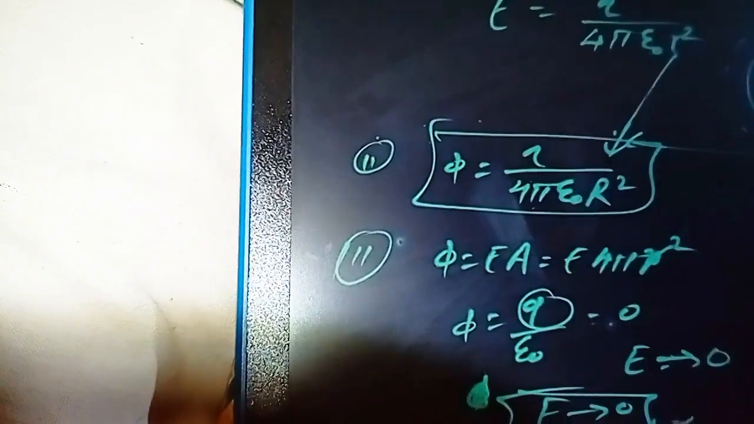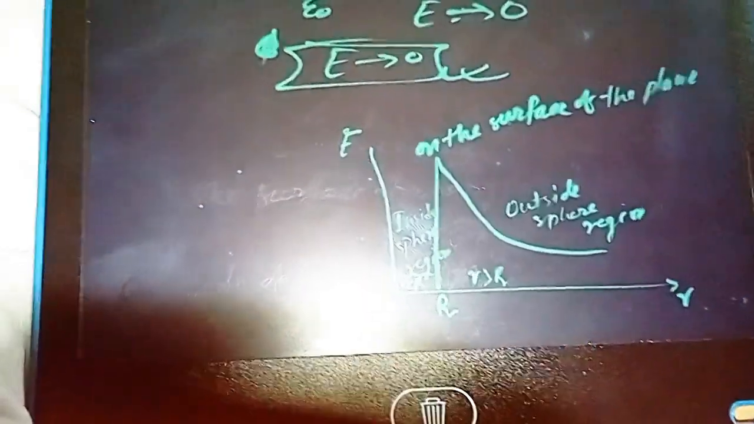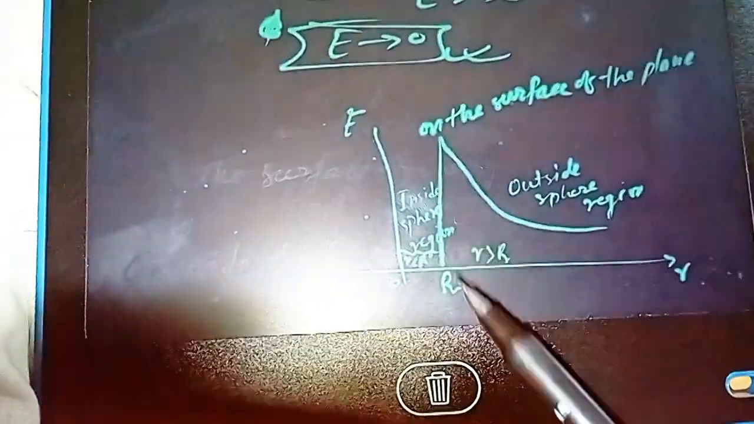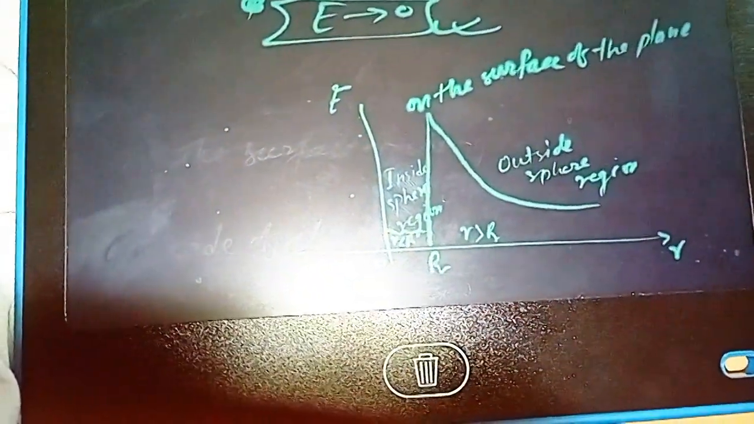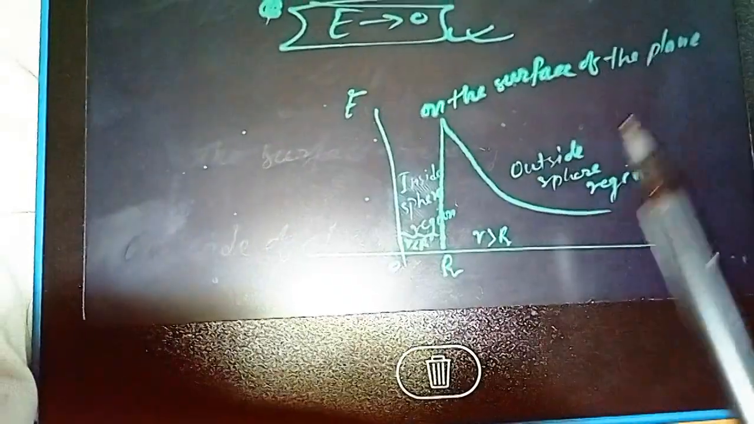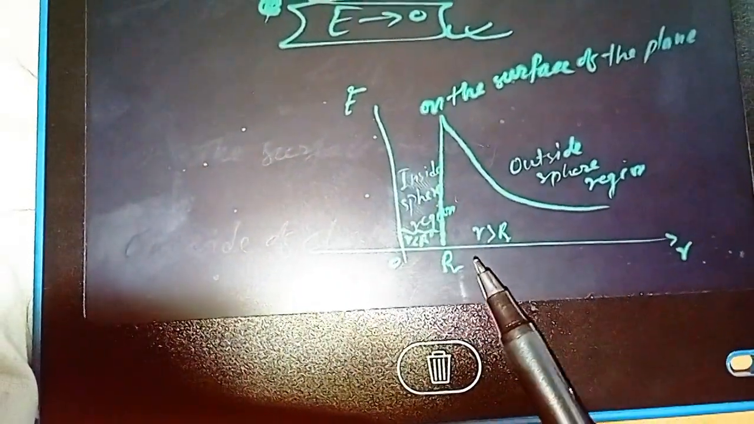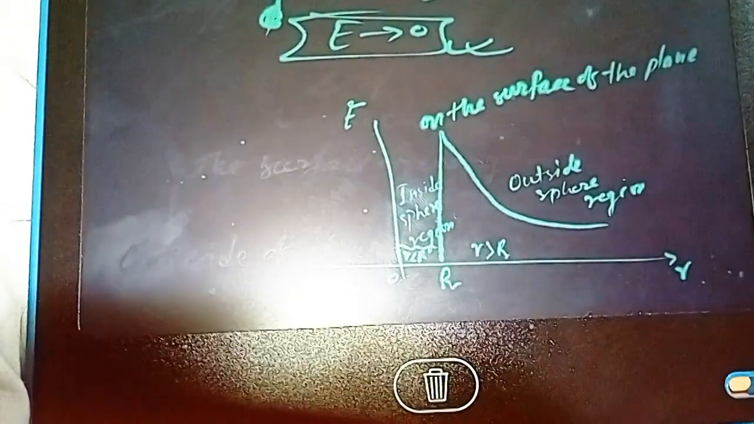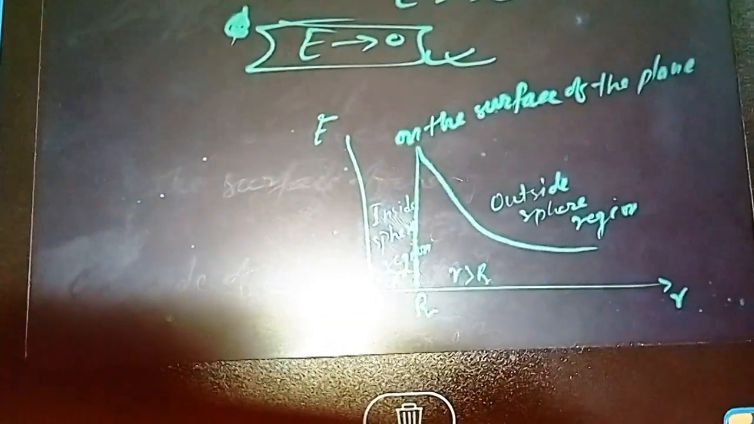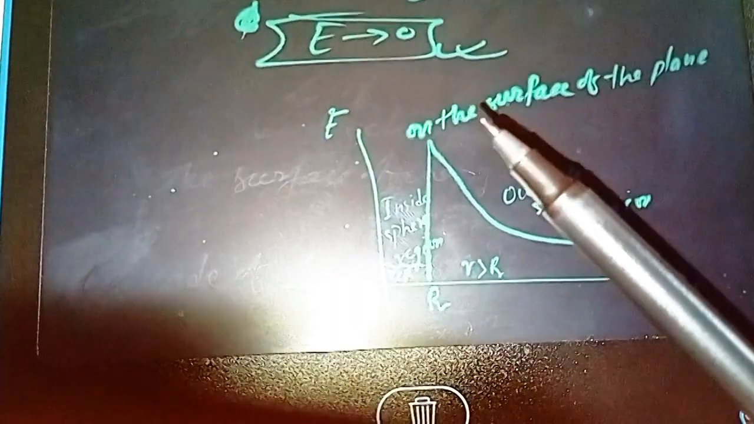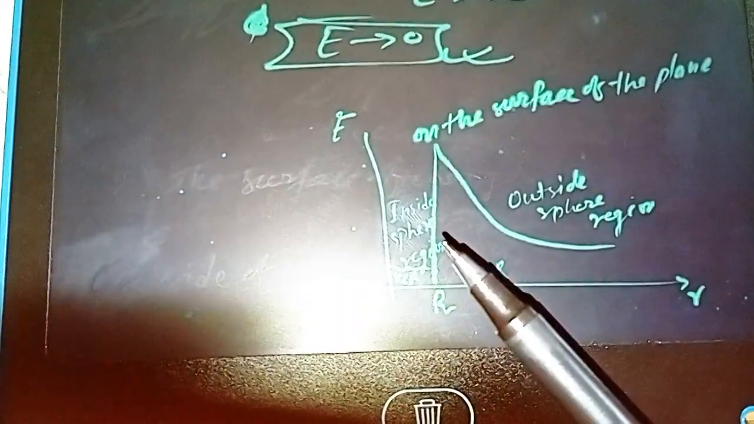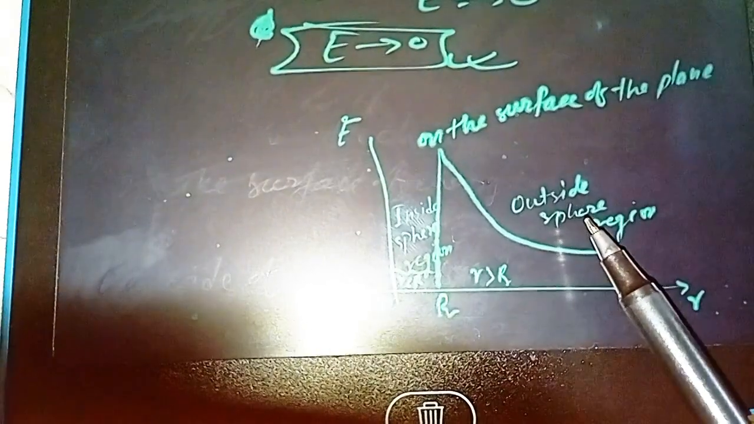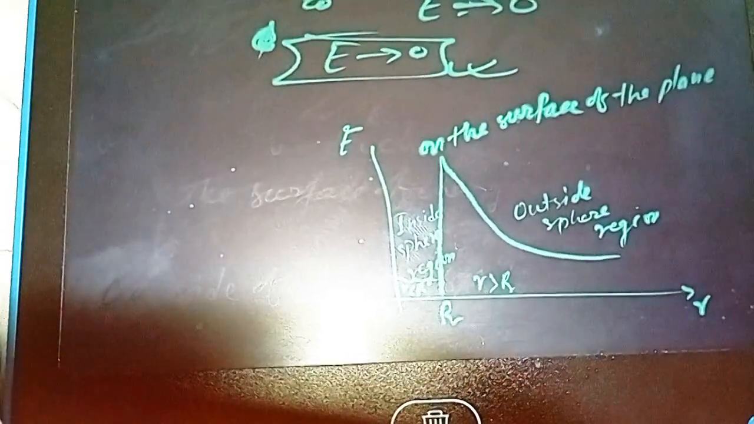So we will make a little graph. I assume that you can see this graph. It is a simple graph, you can also understand this. This is on the surface of the sphere, outside the sphere region, inside the sphere region. Small r is greater than capital R. On the surface the field is maximum, and inside the sphere region, it is zero. Outside the sphere region, the electric field is decreasing.